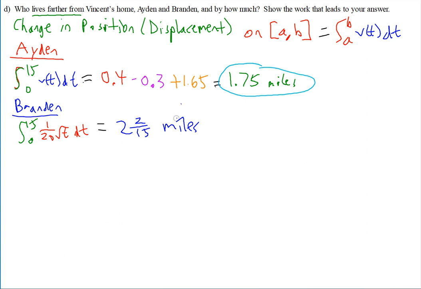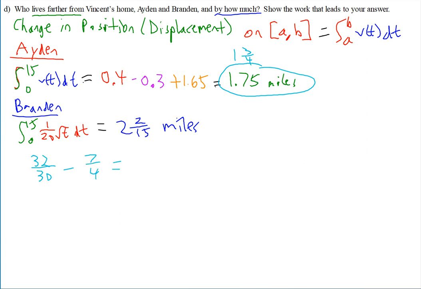So in this case, that's actually bigger than 1.75. So to figure out by how much Brandon actually lives farther away from Vincent's home, even though he traveled less because he didn't backtrack. So if you make it a single fraction, it's probably a little easier. 15 times 2 is 30 plus 2, so that's the same as 32 thirtieths, minus 1.75, that's 1 3/4. So that's 4 times 1 is 4, plus 3 gives you 7/4.